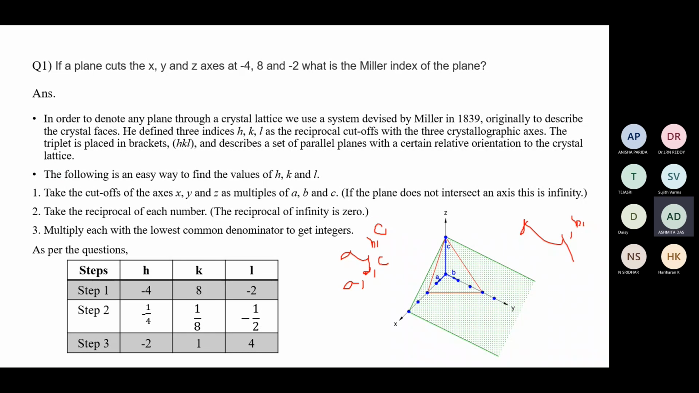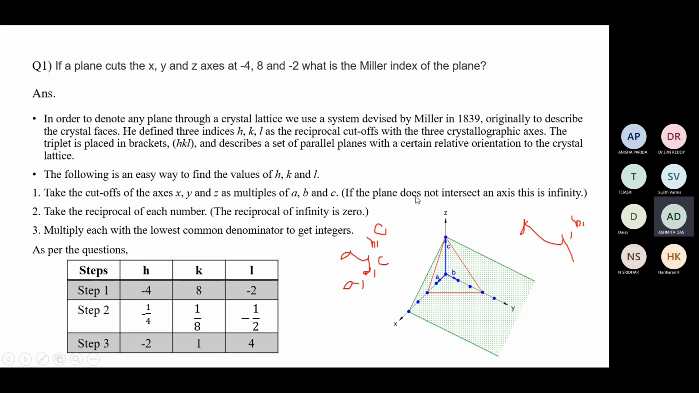The following is an easy way to find the value of HKL, the Miller indices. The x-axis index is known as H, the y-axis is K, and the z-axis is L. Take the intercepts on the axes X, Y, Z in multiples of A, B, and C. Then take the reciprocal of each number. The reciprocal of infinity comes as 0.